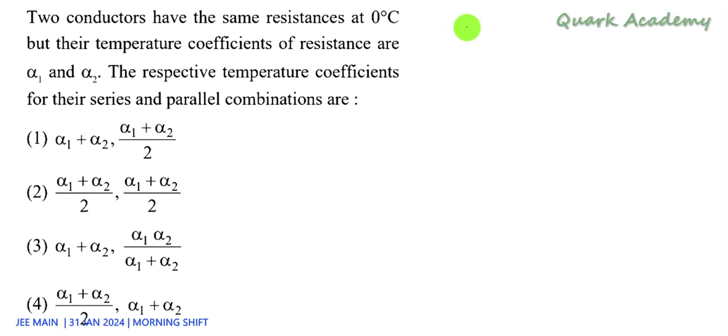There are two conductors. They have the same resistance at 0 degrees Celsius. So at 0 degrees Celsius, the two resistances R1 is equal to R2. Let's consider it as R. Now we need to find the temperature coefficients of them when they are connected in series and parallel. Their individual temperature coefficients are given, that is alpha 1 and alpha 2.